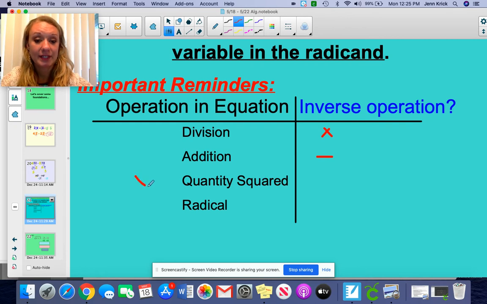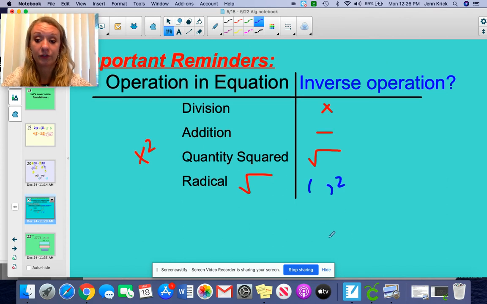What is the opposite of a quantity squared? So that's like x squared. How would you undo that? Okay, well, I know to undo x squared, I'd have to take the square root. And then if you had a radical like this, the opposite of this, which is what we're going to learn about today, is squaring it.